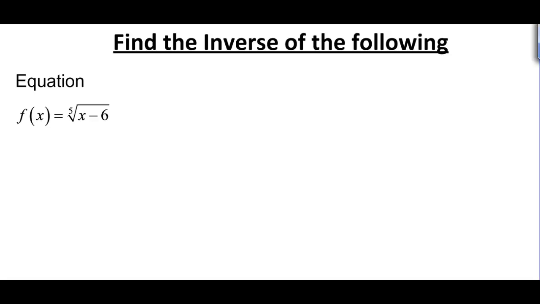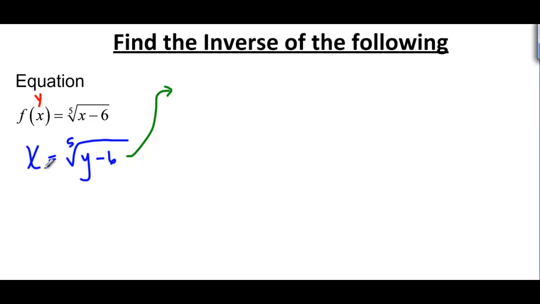Again, f of x is the same thing as y. So I have y equals the 5th root of x minus 6. And my goal, again, if I see an x, call it a y, and if I see a y, call it an x. But now I want to solve for y.